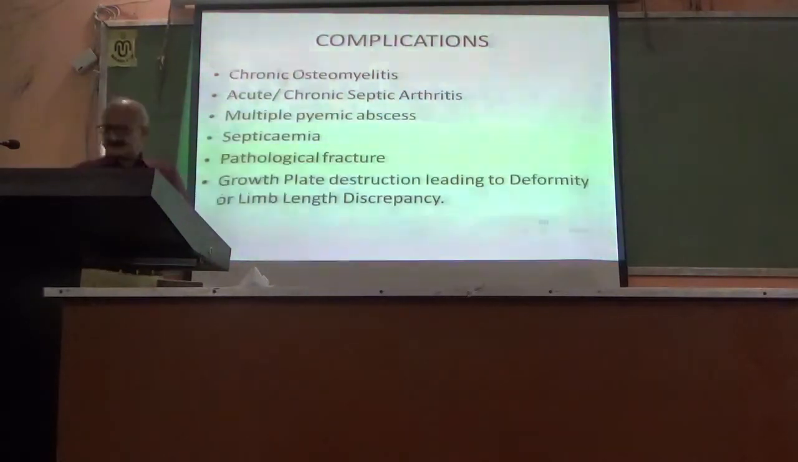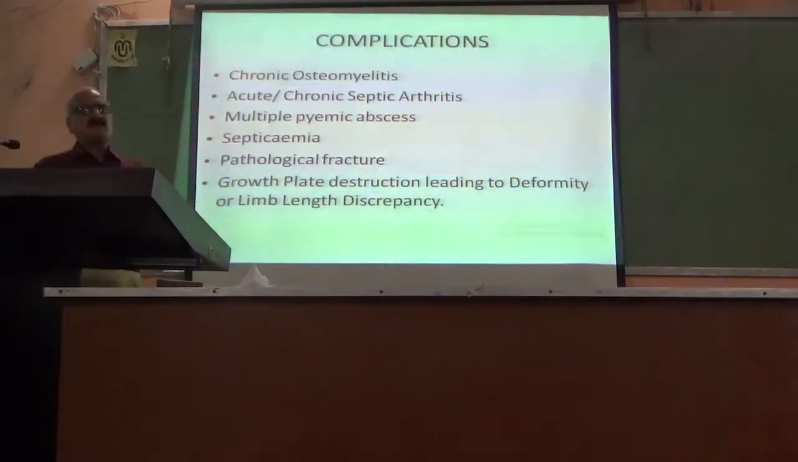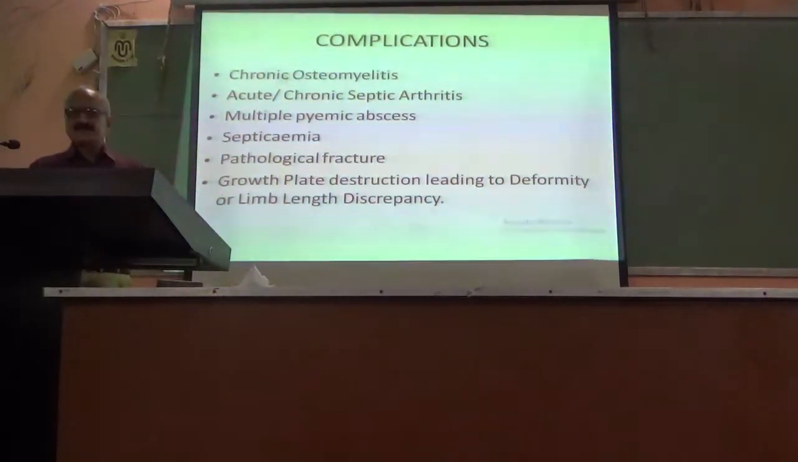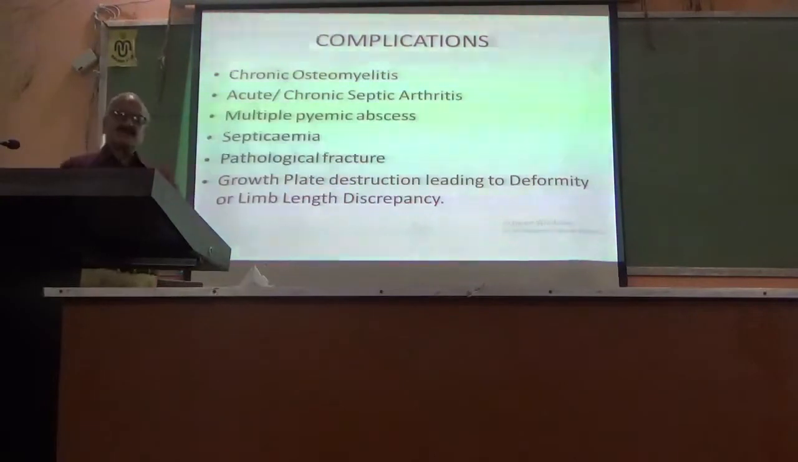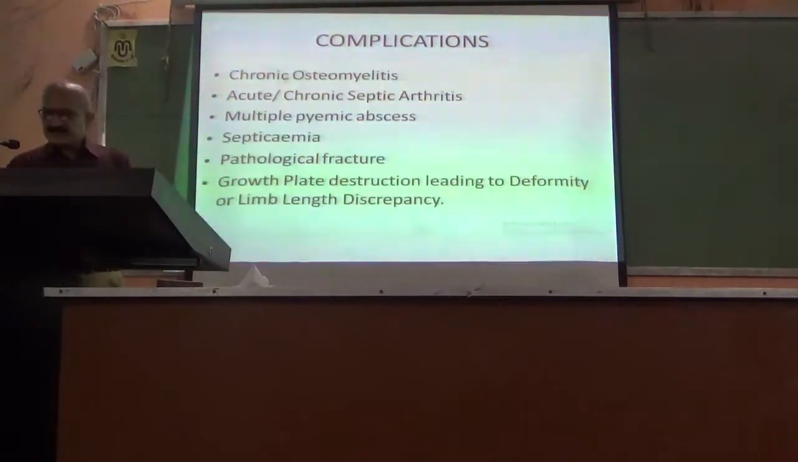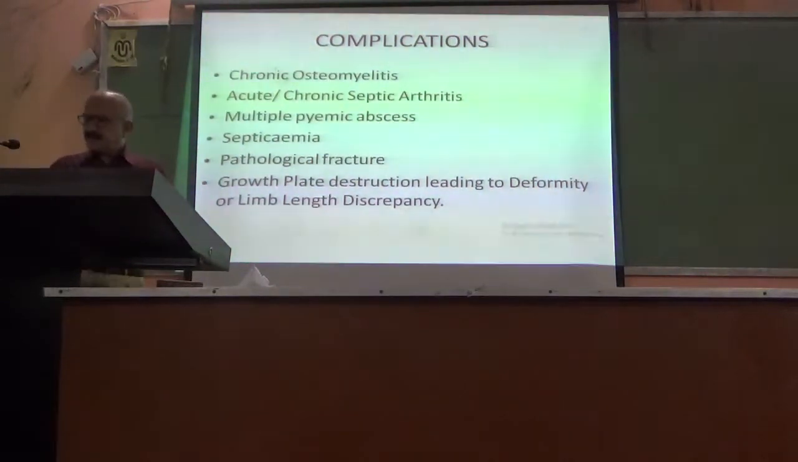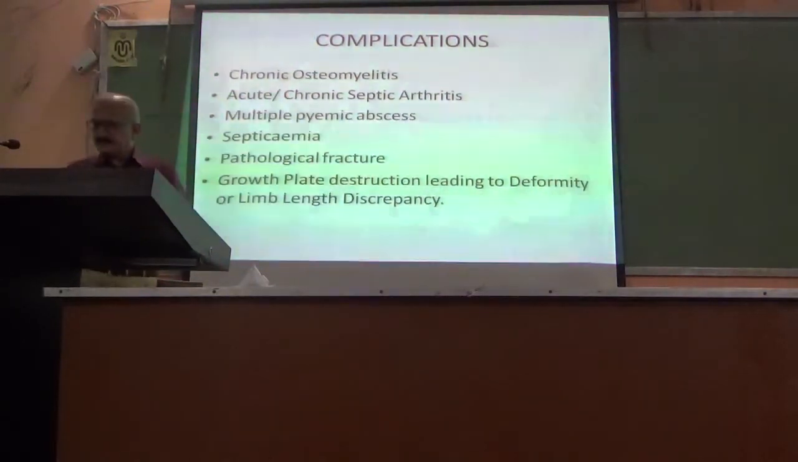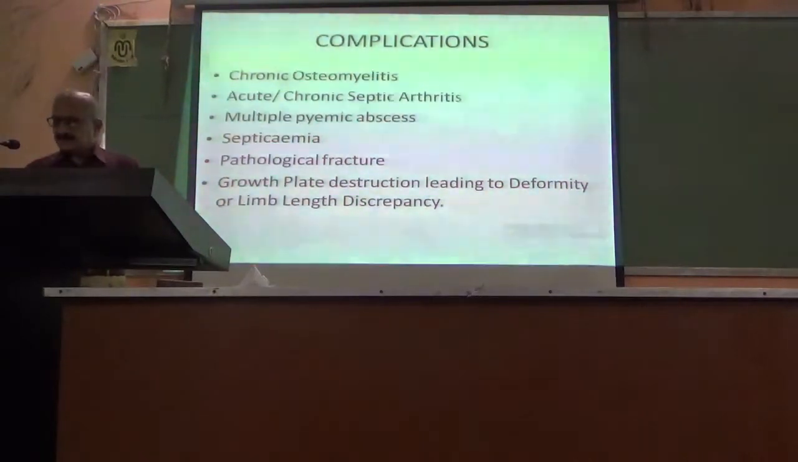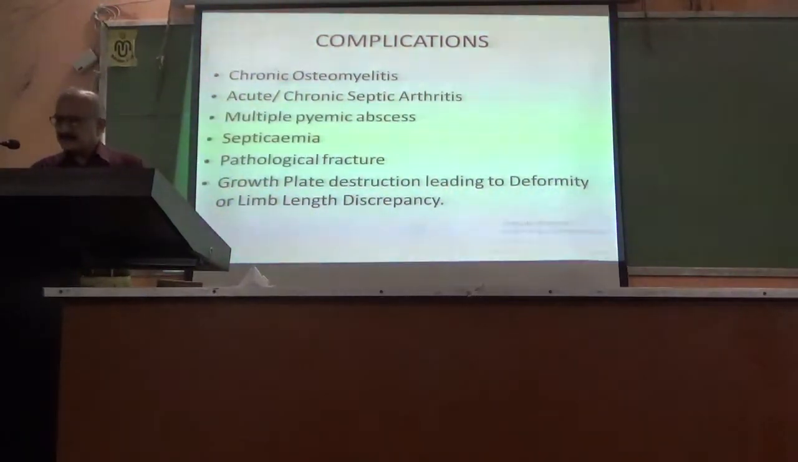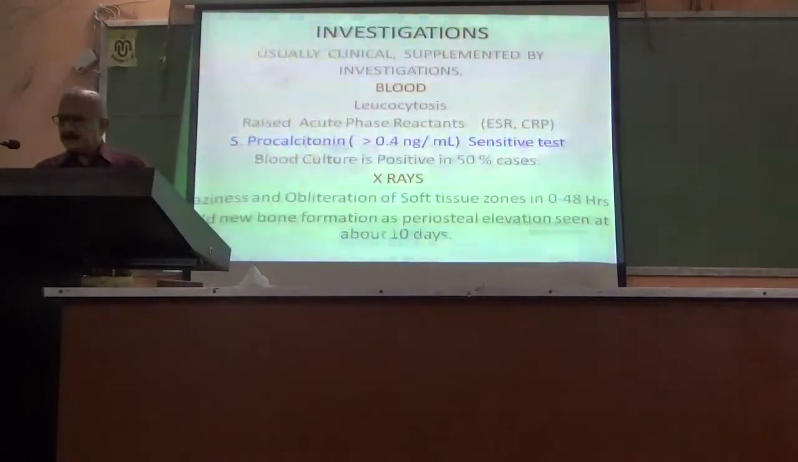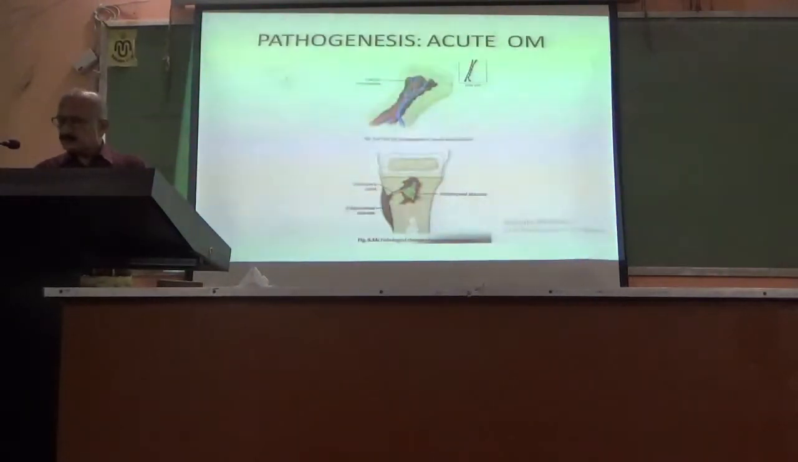And then complications. Chronic osteomyelitis. We must know that acute osteomyelitis, if not adequately treated in time, gives rise to chronic osteomyelitis. And I will tell later on what chronic osteomyelitis simply means. And simultaneously, I just want to tell you something about the relationship of osteomyelitis with arthritis.